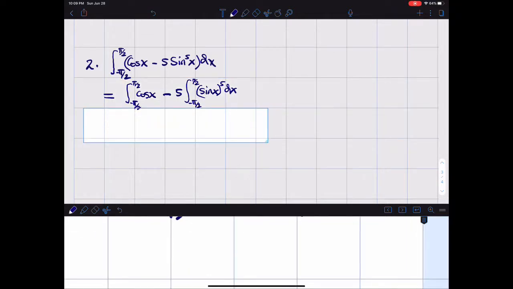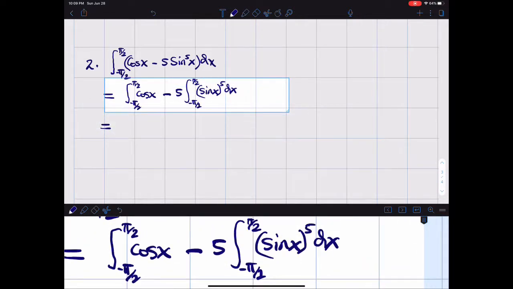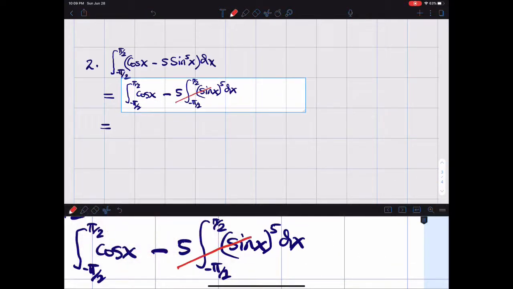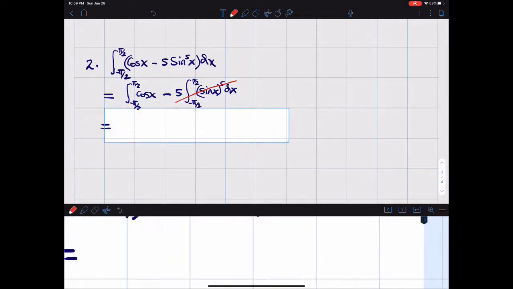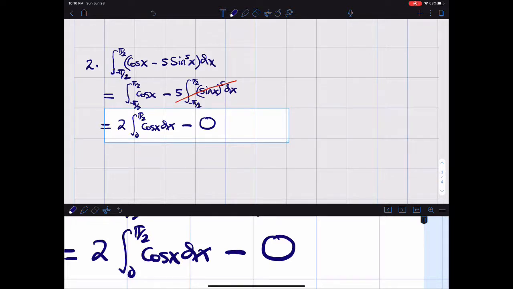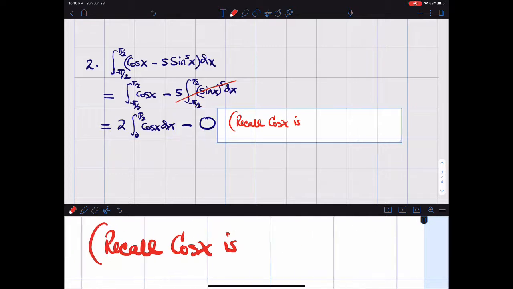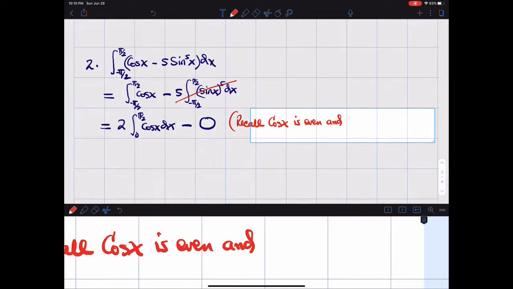I want to mention something here. If you have an odd function and you raise it to the power of an odd number, you get an odd function. If you have an odd function and you raise it to the power of an even number, you get an even function. All right? So all I'm trying to point out is that this part is 0. And this is 2 times the integral from 0 to pi over 2 of cosine x dx minus 5 times 0. The reason is to recall that cosine x is even and sine x to the power of 5 is odd.